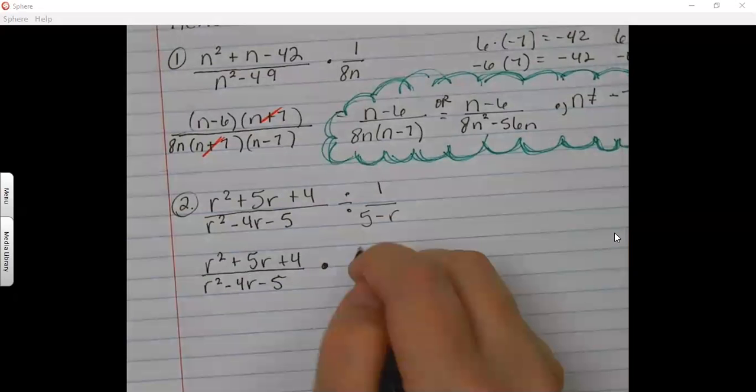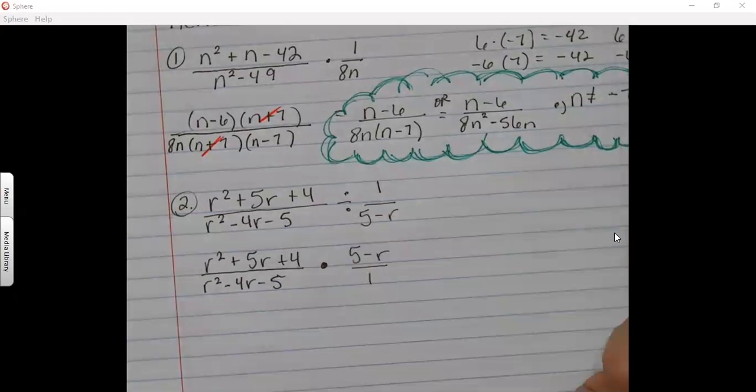Now remember, that 5 minus r was once in the denominator. So when you say your excluded values, you have to take the 5 minus r into account, because at one point it was in the denominator. So sometimes it's the same excluded value that you would get from the other fraction anyway, but sometimes it's not. So you've got to remember that.